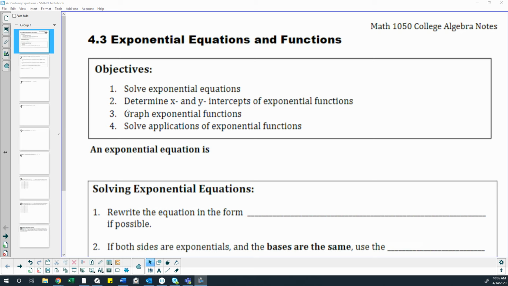Objectives 2 and 3 I'm not going to worry quite so much about. Number 1, definitely we'll work on that, do your best. Number 4 is probably the most important objective here.